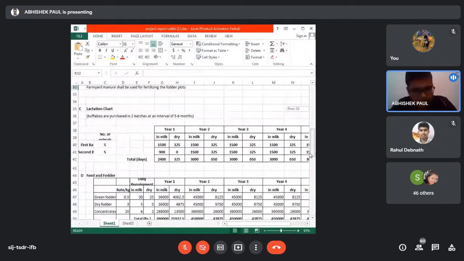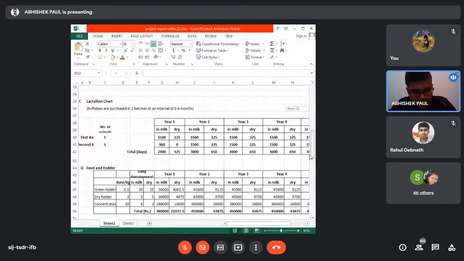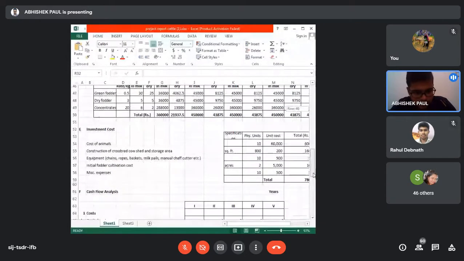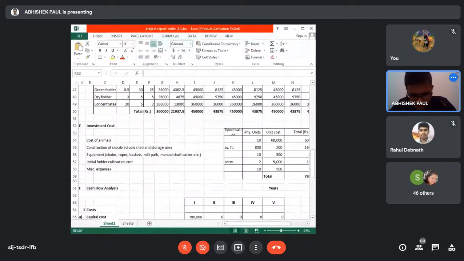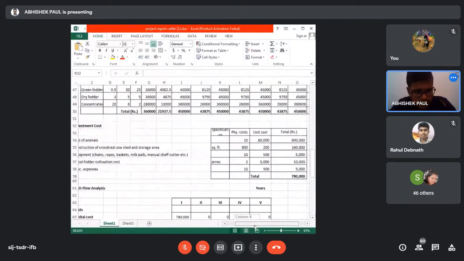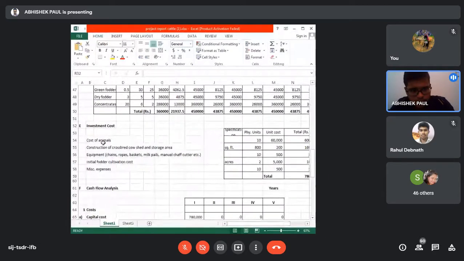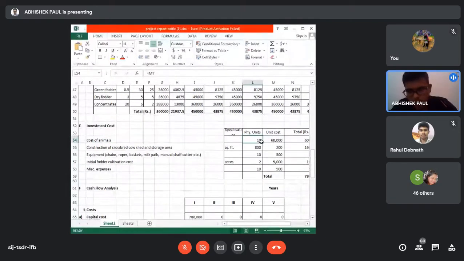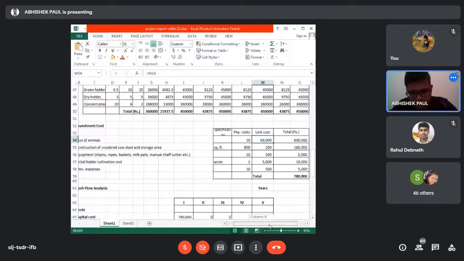This I already explained: the electrician charge, then the feed and fodder cost, and how to calculate them. So now is the investment cost. Investment is nothing but the fixed cost. You see the cost of the animal, this is the column. We are assuming it will cost 60,000 per animal. We assume we will start with 10 animals, that means 10 into 60,000. Then the total money requirement will be 6 lakh.